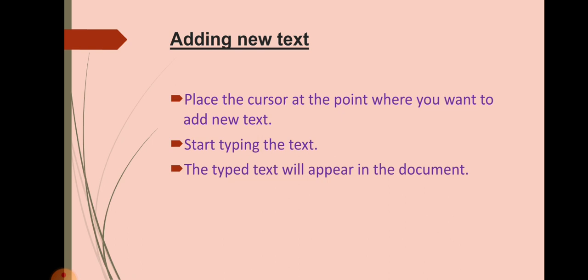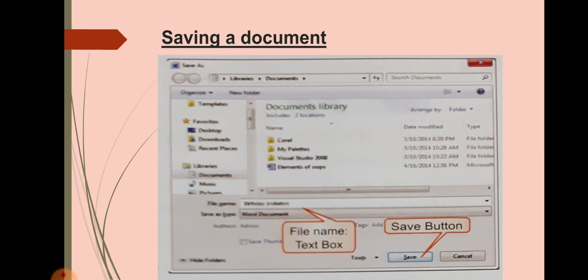Next topic is adding new text. To add a new text in MS Word, place the cursor at the point where you want to add new text and then start typing the text. The typed text will appear in the document. Now, saving a document. When we work on the computer, our data remains in the temporary memory and can get lost if the computer turns off. Therefore, it is always important to save our work regularly.